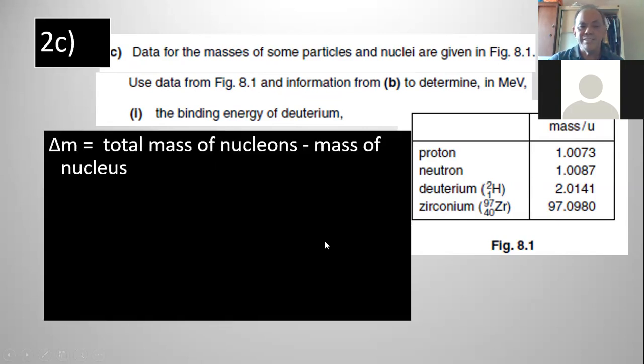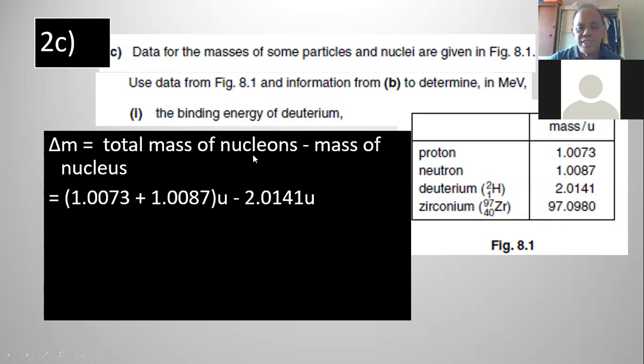So the change in mass is the total mass of nucleon minus the mass of nucleus. Remember, deuterium has one proton and one neutron. That's why you add these two together, in atomic mass unit, and then subtract the mass of the nucleus, deuterium. You get this value in atomic mass unit.